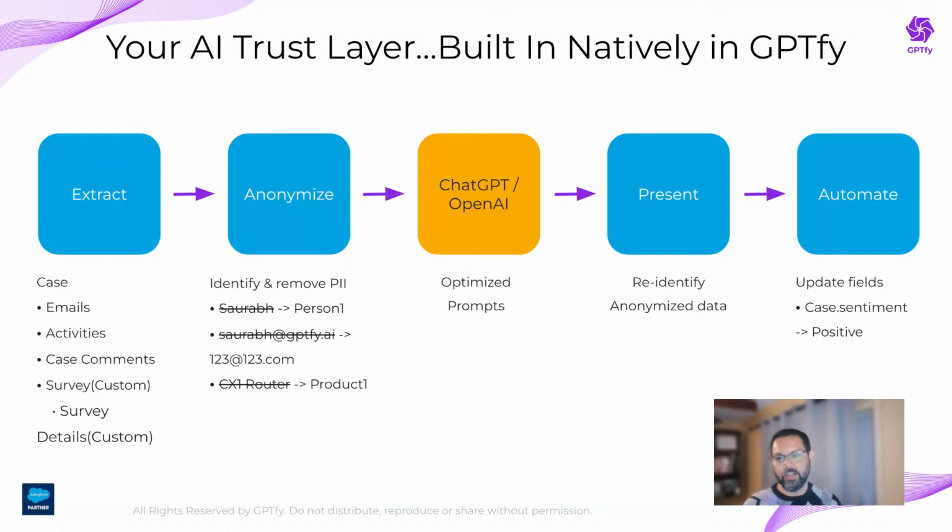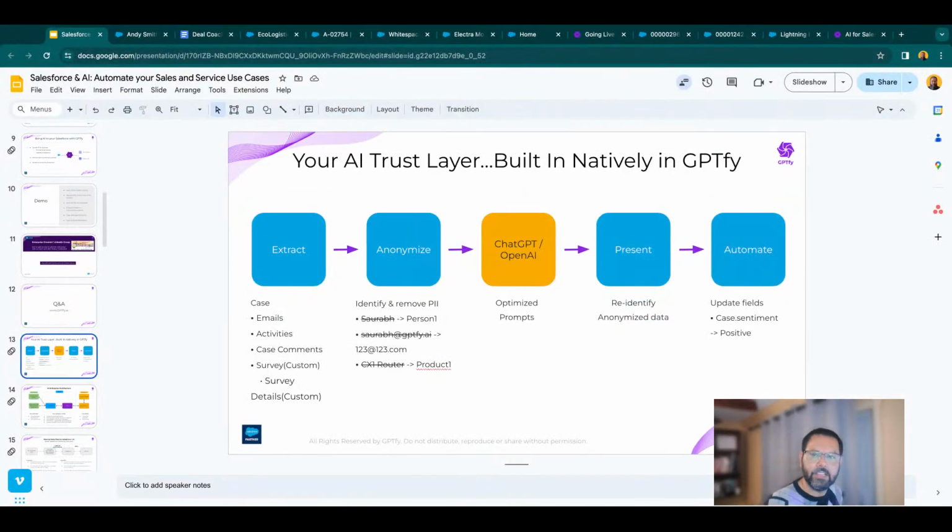And so we mask it, we send it to your AI. It could be OpenAI, it could be something else. We get back results. We re-inject any PII that needs to be injected. We present it to the users. We can also update fields. So it's a very simple example of that.